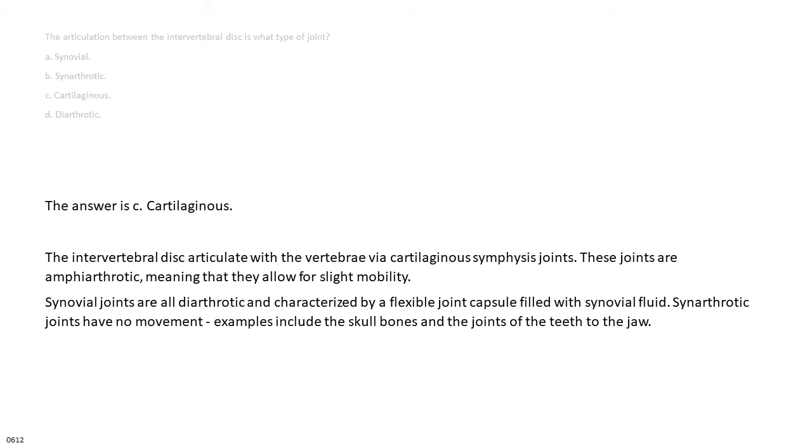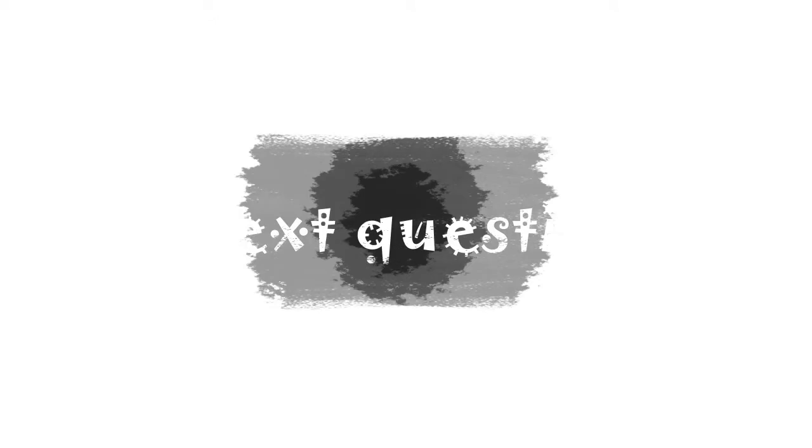Synovial joints are all diarthrotic and characterized by a flexible joint capsule filled with synovial fluid. Synarthrotic joints have no movement. Examples include the skull bones and the joints of the teeth to the jaw.